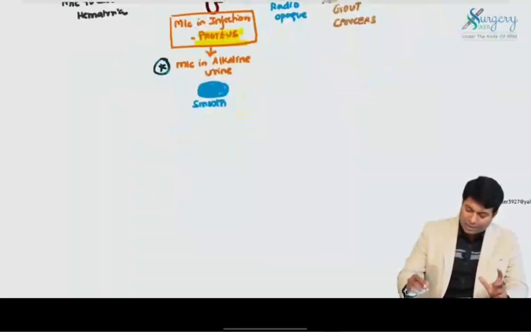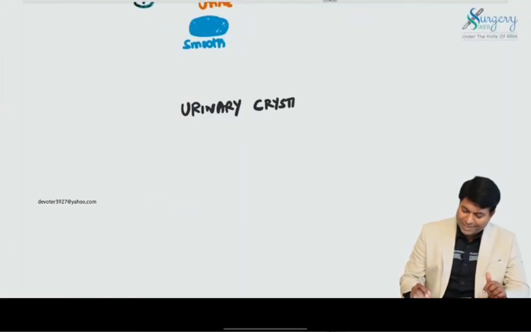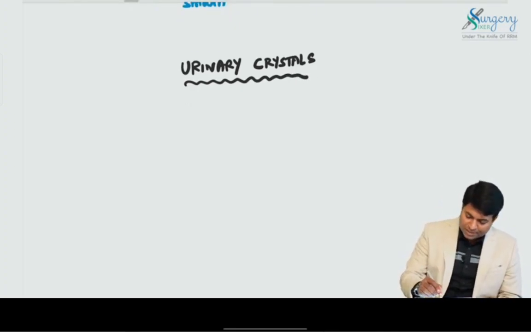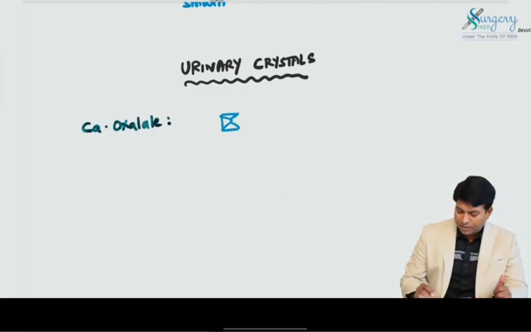Now let me tell you about the urinary crystals. You have to examine the crystals in the urine to find out what type of stone the patient is having. Very few patients you can find out from the crystal itself. So for example, I told you the most common stone is calcium oxalate stone. What will be the crystal shape in that? How does it look?